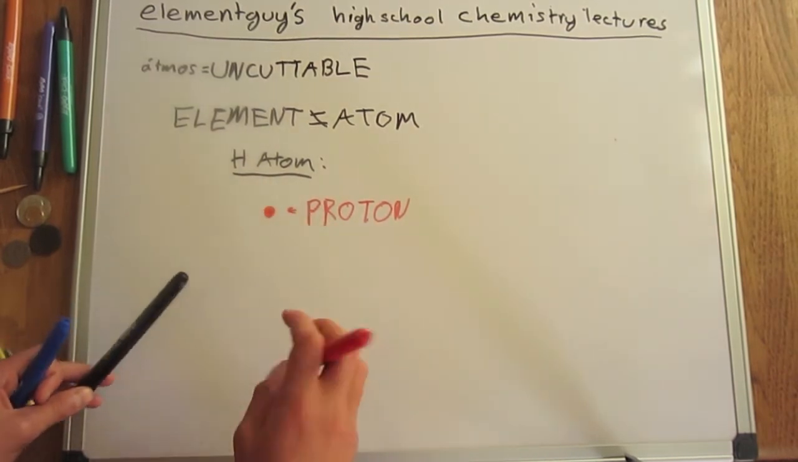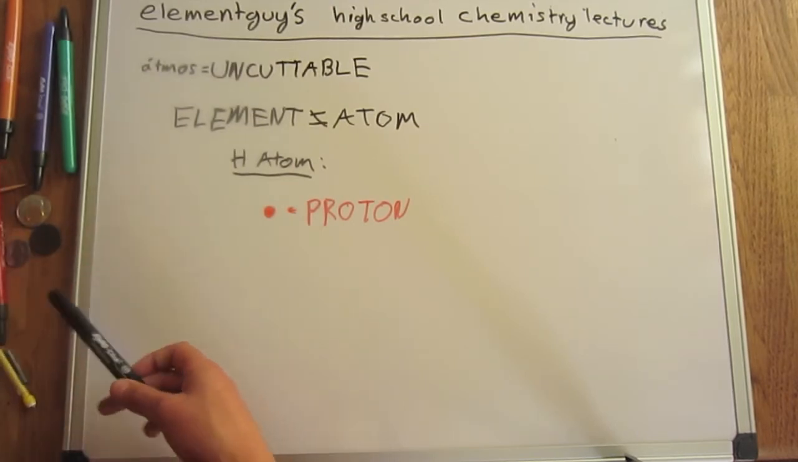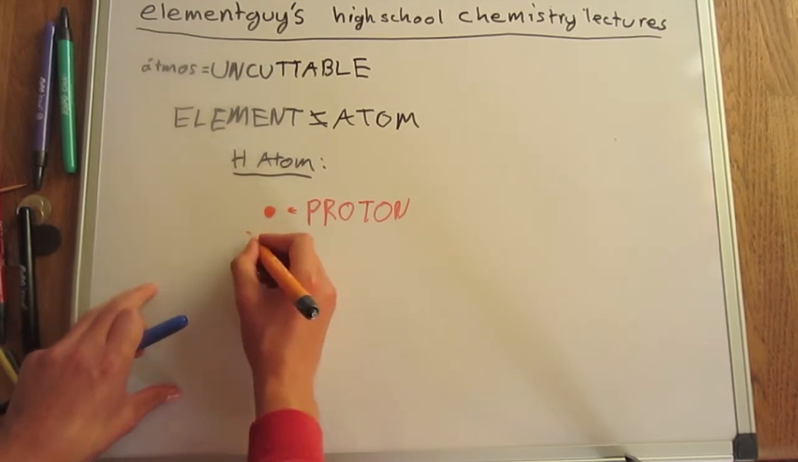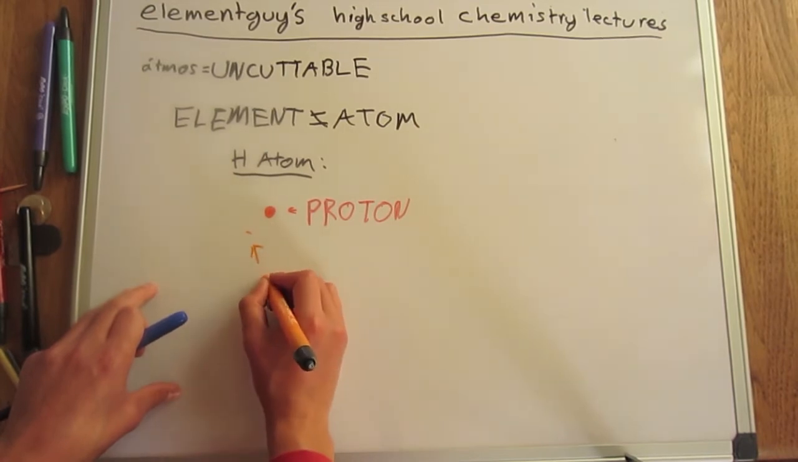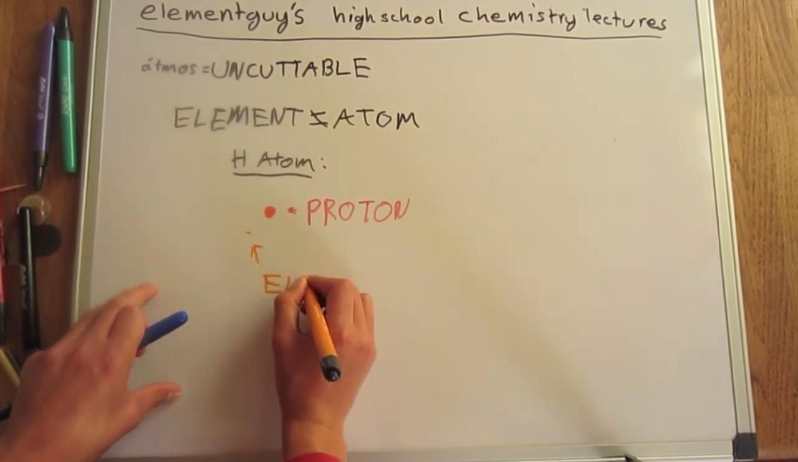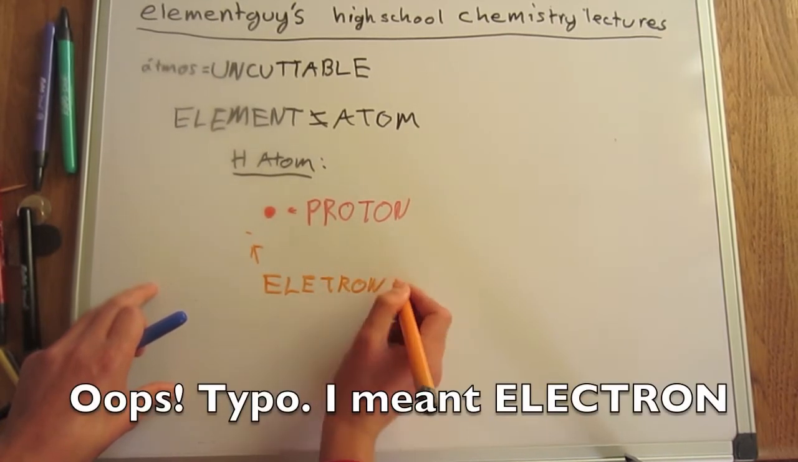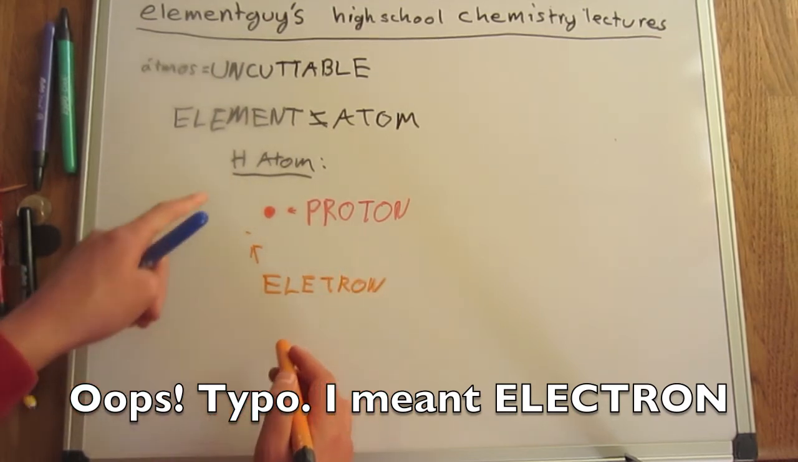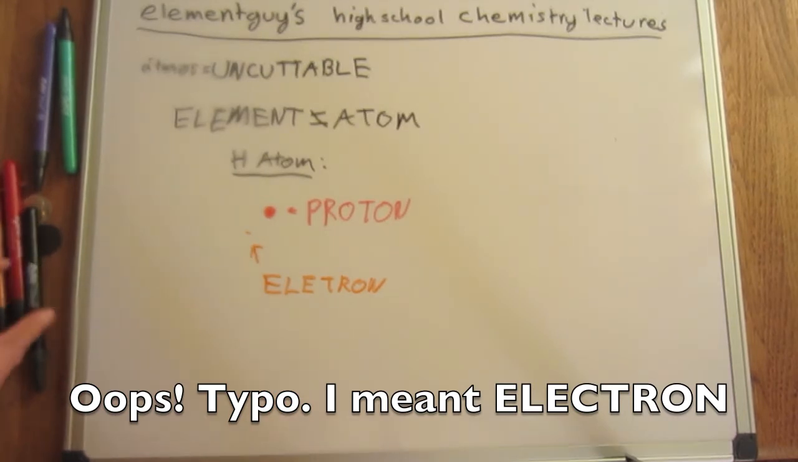So in a normal hydrogen atom, there is one proton in the nucleus, and there is one electron flying around it. So this little orange dot is an electron. So these two, protons and electrons, are two of the fundamental particles that make up atoms.